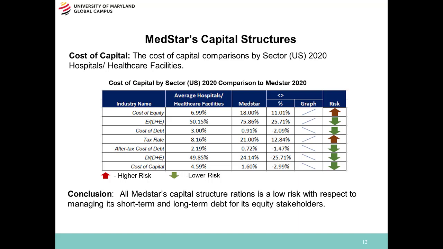In review of the 4 key ratios, the total debt to total assets, the debt to equity, capitalization ratio, and the cost of capital ratio, we're looking at the MedStar capital structure, and these ratios are all at low risk with respect to managing the short-term and long-term debt for its equity stakeholders.